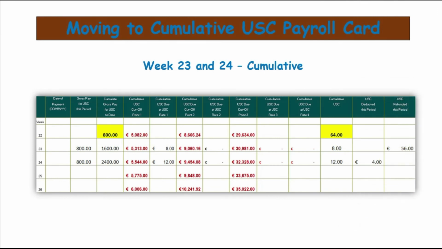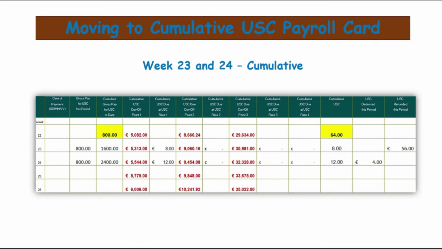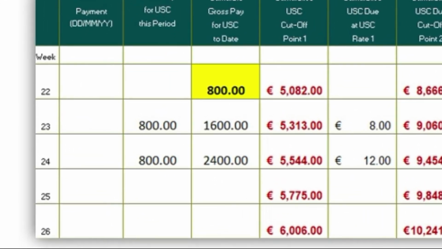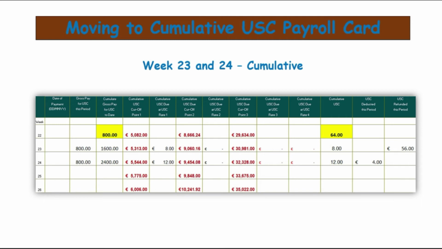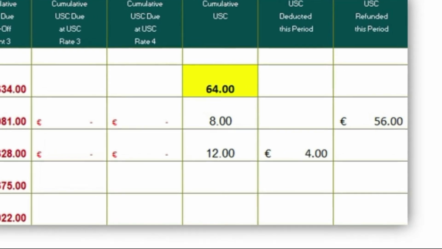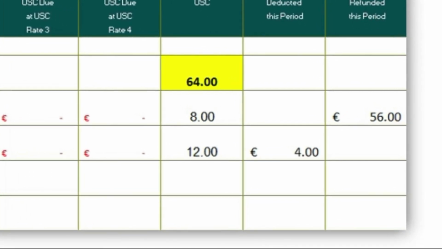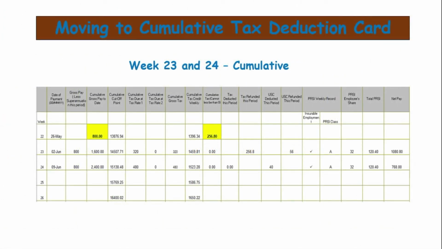The emergency week figures are also entered on week 22 of the USC card. Again, having all the previous gross pay entered in week 22 allows us to get the cumulative gross pay in week 23. And the USC paid to date allows us to calculate the USC deducted this week. In this case, the cumulative USC for week 23 is less than that paid to date, which results in a refund. USC becomes payable again in week 24. It is important to remember that refunds are added on to the gross rather than being subtracted.